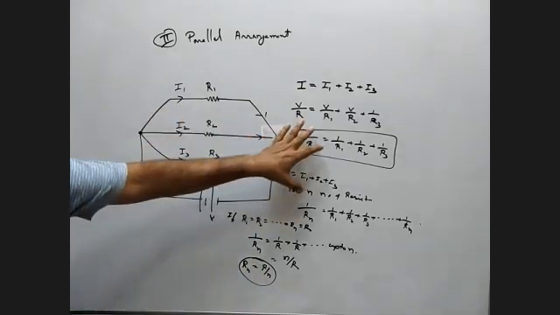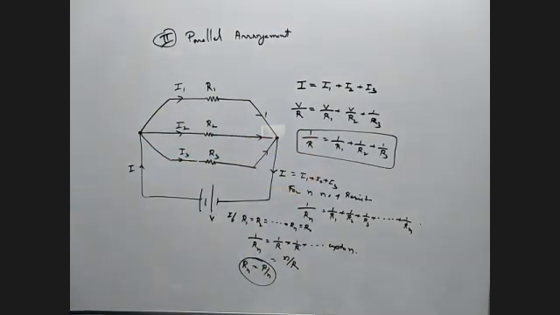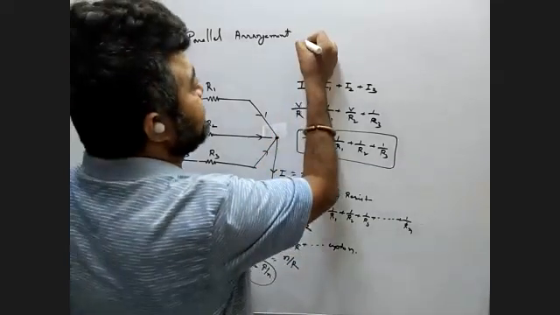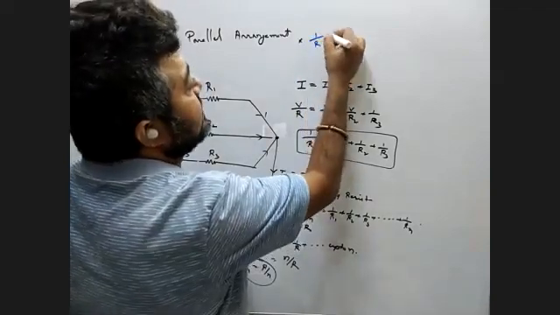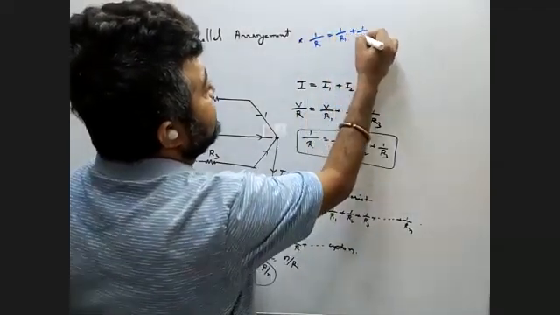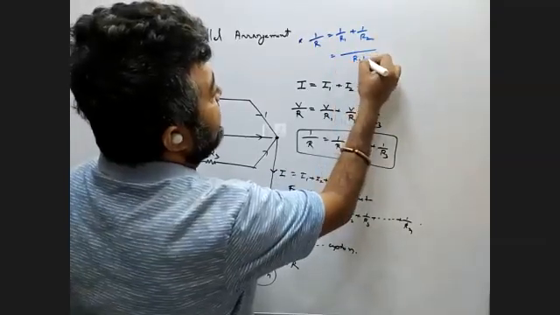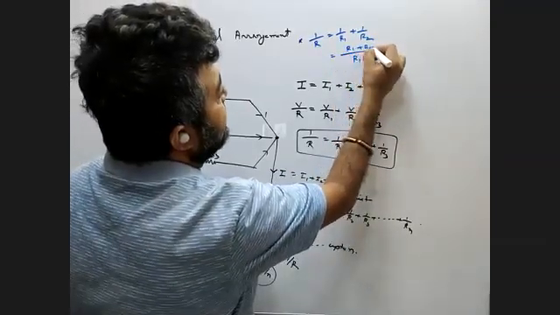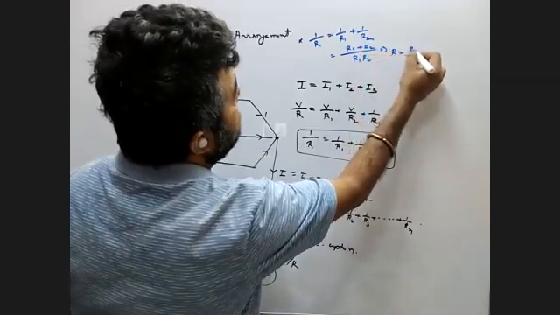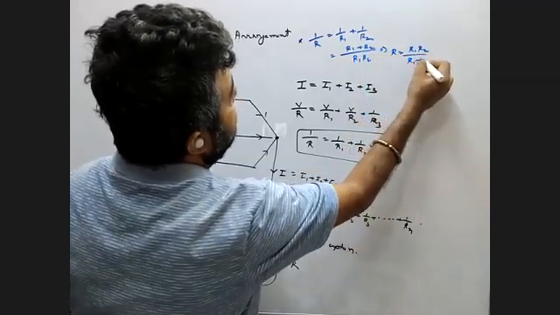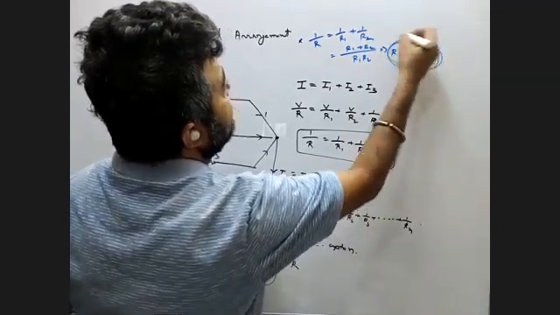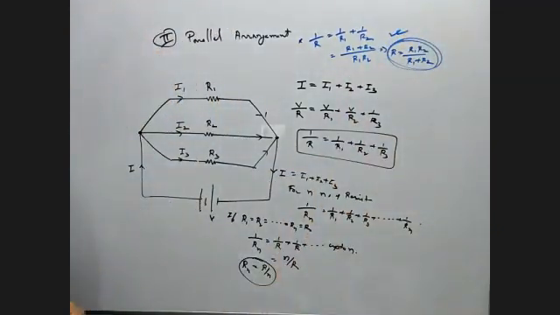Now, in parallel, 1 by R is 1 by R1 plus 1 by R2. Same like capacitor, for two resistances, 1 by R1 plus 1 by R2, we can write R equals R1 R2 by R1 plus R2. This one we can use frequently, and it is very, very helpful. Everyone, is it okay? Yes, sir. Yes, sir.